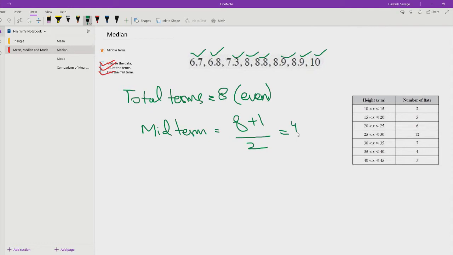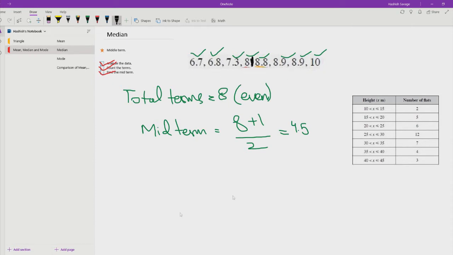Your answer is 4.5. It means your middle term is in between the fourth term and the fifth term. 1, 2, 3, so this is your fourth term and this is your fifth term, and your answer is lying in between these two terms, like here.